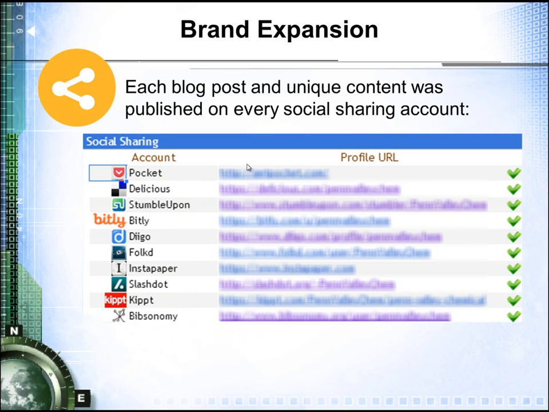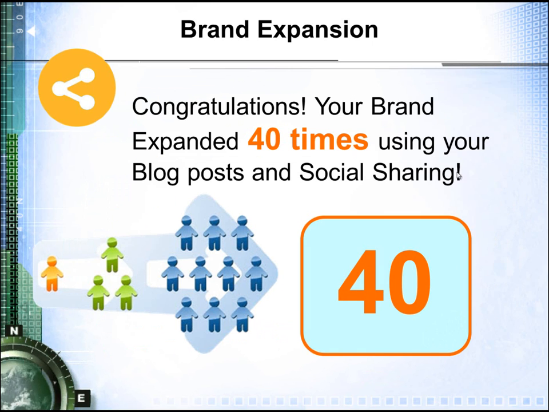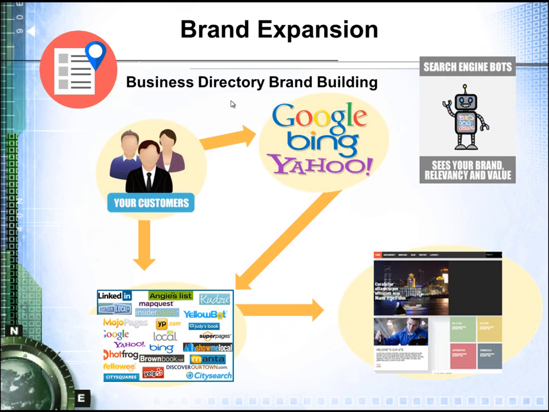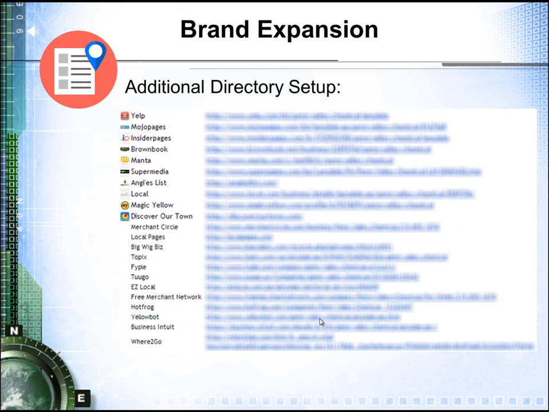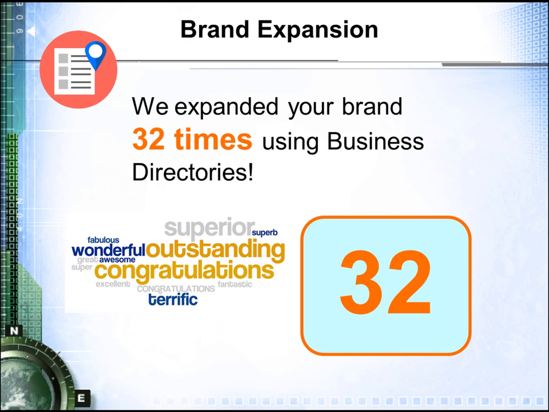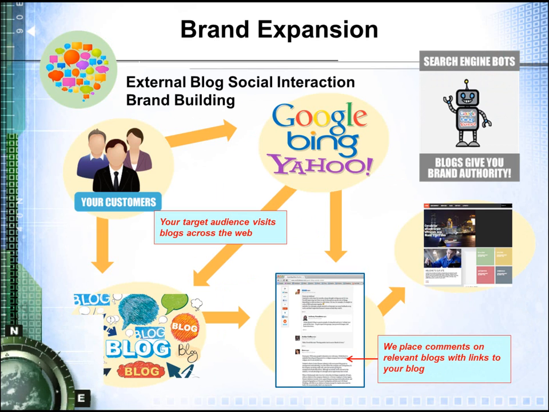We let you know the URLs that we've done postings and publishings on in your social sharing, and we let you know the total quantity of what we've done on those. And then we get into the business directories. Same thing. People find you online. Bots like seeing more publications about your company online, especially with matching business address. And you can also push traffic through to your website. We let you know all the directories that we've set up over the first quarter, and then we total them for you.